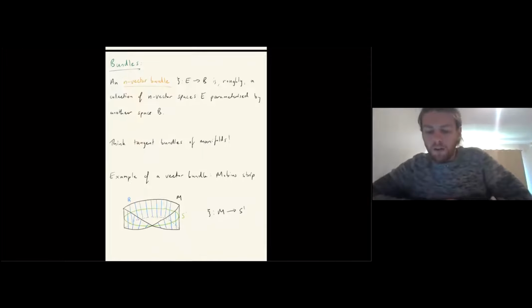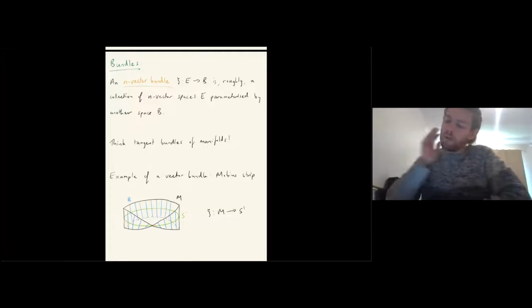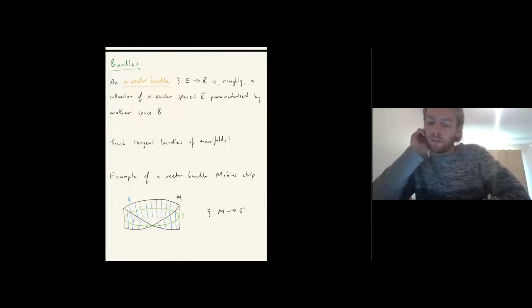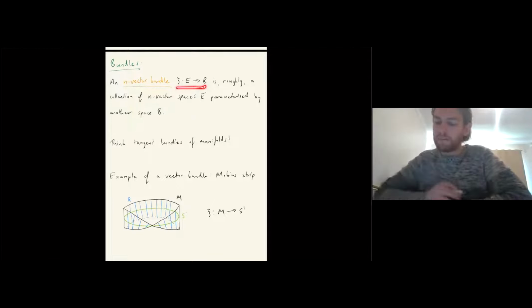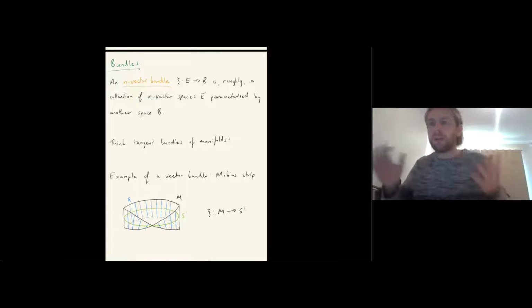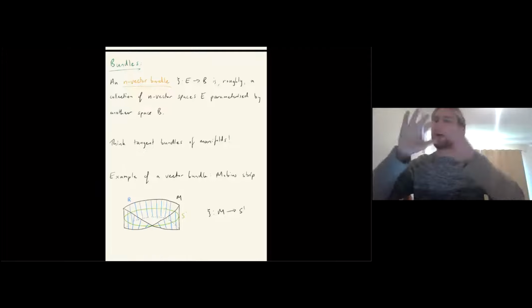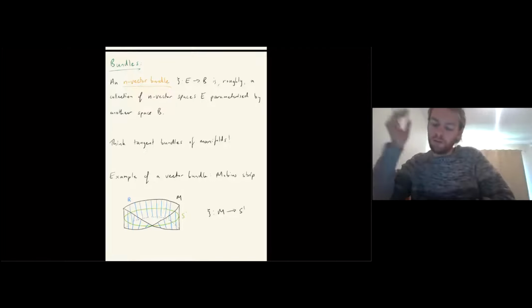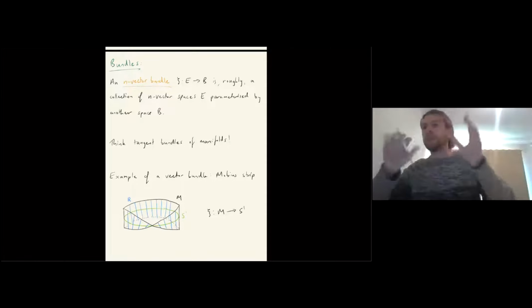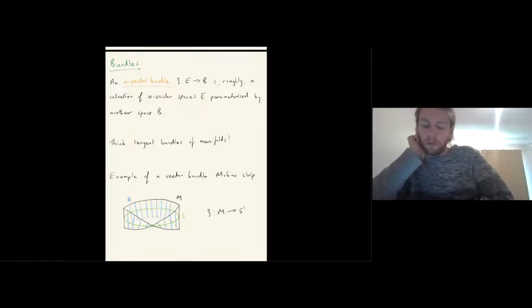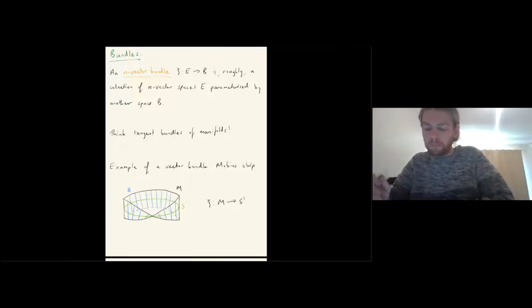All right, so the beginning of the story is vector bundles. Roughly speaking, an n-dimensional vector bundle is this map, and it's roughly a collection of n-dimensional vector spaces which are parameterized by some base space. The thing to have in mind is the tangent bundle of a smooth manifold. At every point you have this tangent space, which is a vector space, and it varies smoothly and continuously along the manifold.